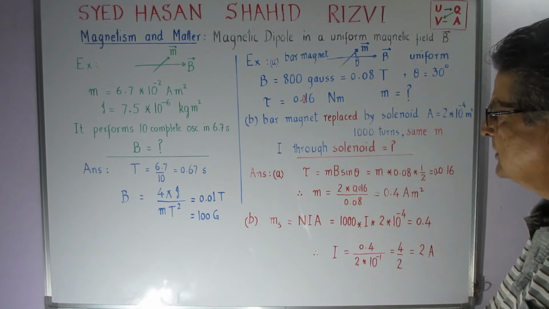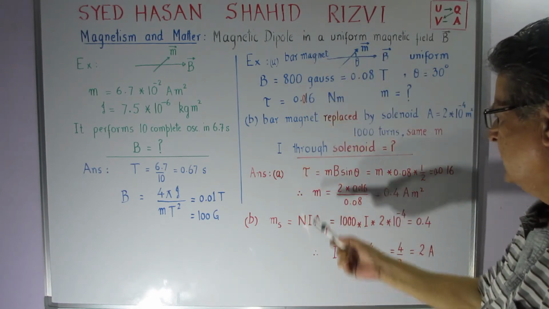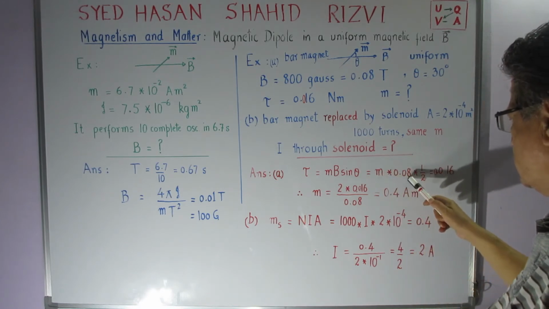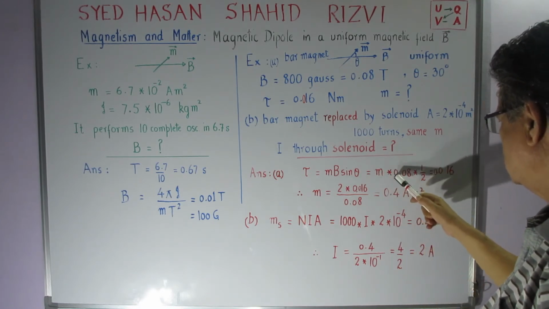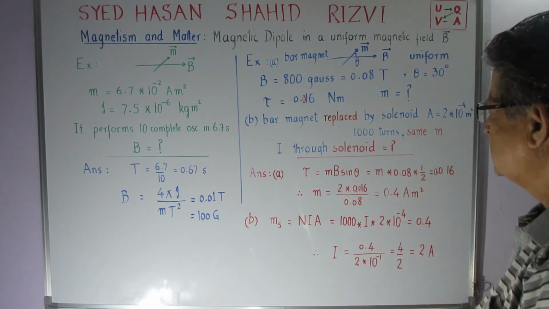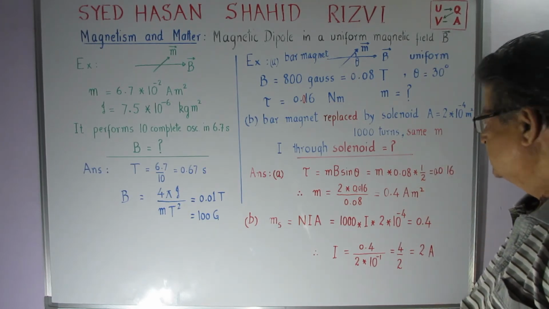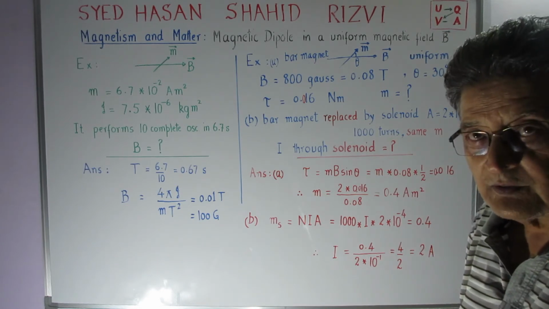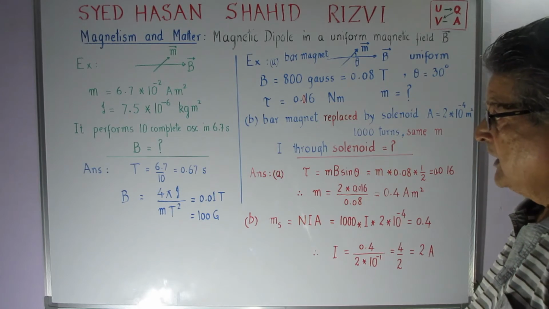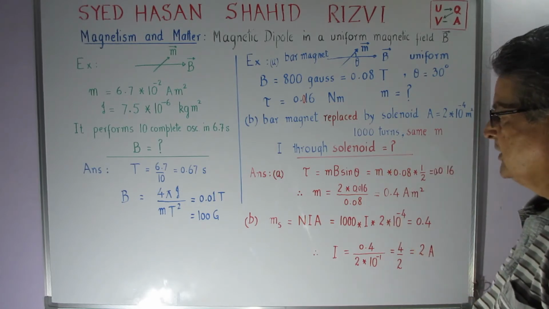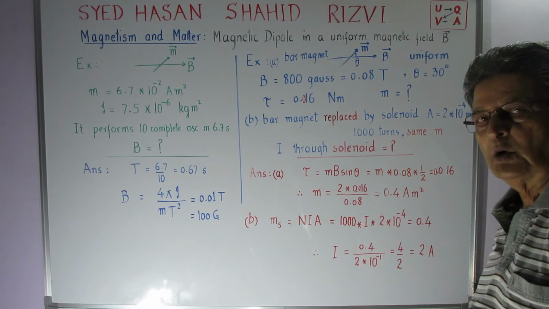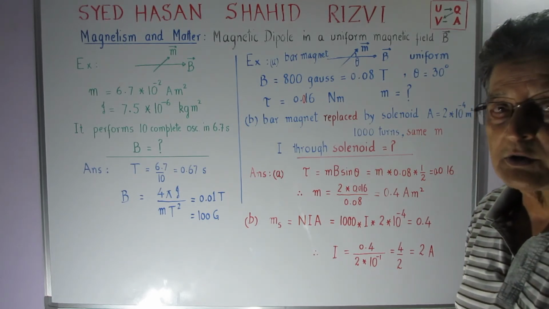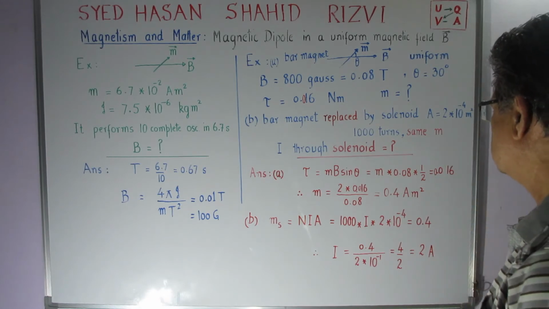Okay. Easy questions. First, part A: torque is equal to mB sin θ. So I write m into the value of B into sin θ, where θ is 30 degrees. Sine of 30 degrees is equal to half, not 0.5. Always remember these values in fractions like 1 by 2, root 3 by 2, etc., because you don't have a calculator to give the values, even though this value is very simple.